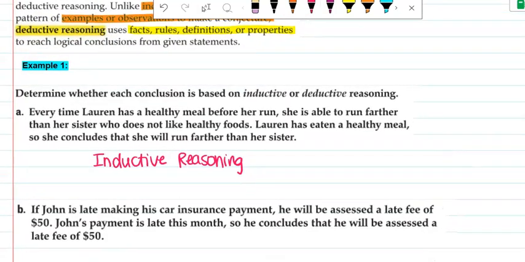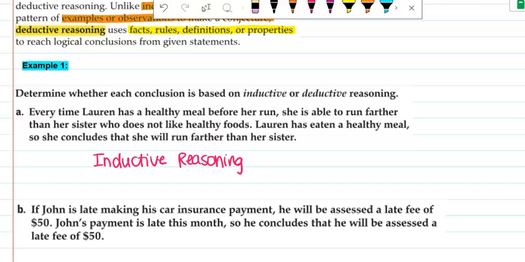Okay. If John is late making his car insurance payment, he will be assessed a late fee of $50. John's payment is late this month, so he concludes that he will be assessed a late fee of $50. Okay, sounds reasonable. So we want to ask ourselves, is he basing this on an observation, something that he's noticed in the past, or noticed when he's missed a payment? Or is this a rule that if you do this, something is going to happen?